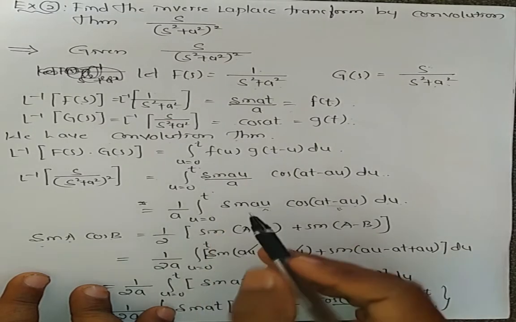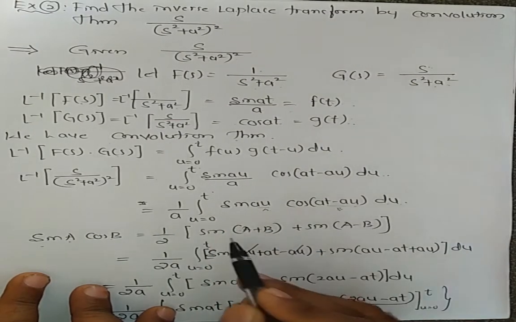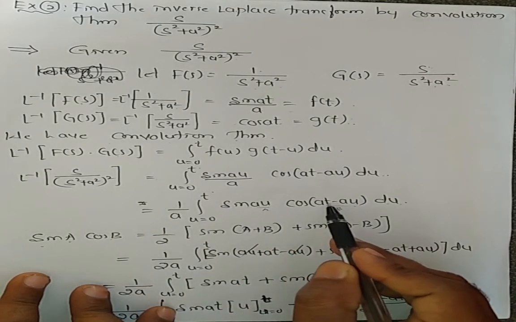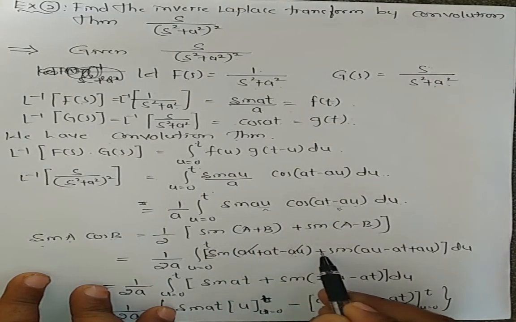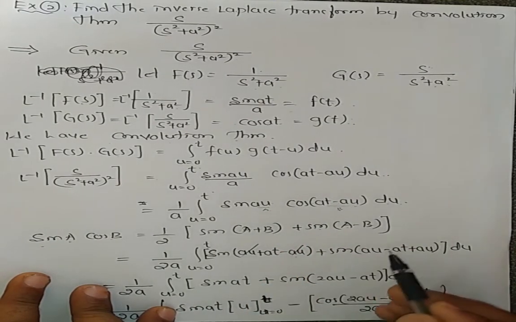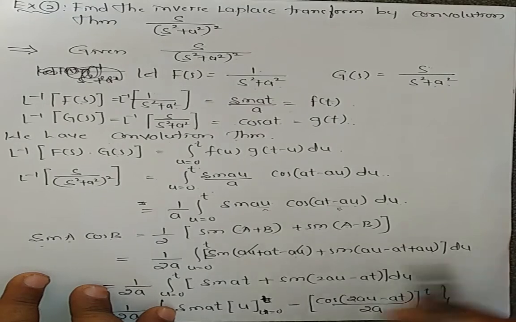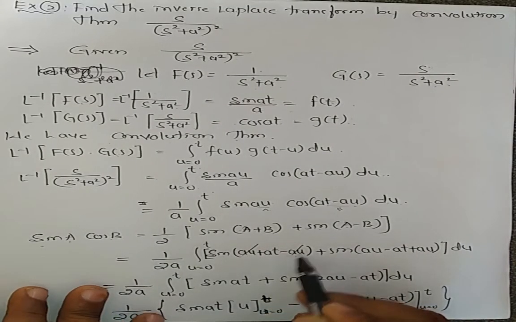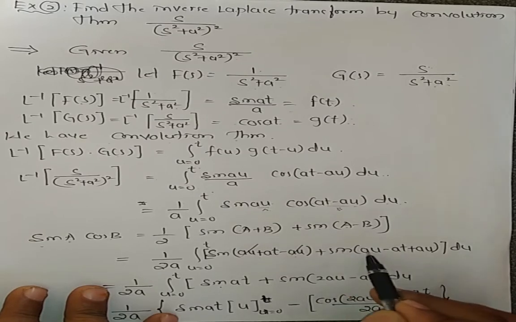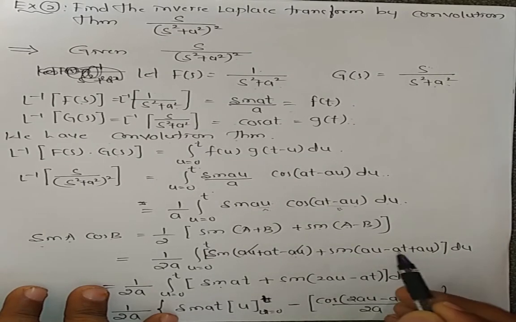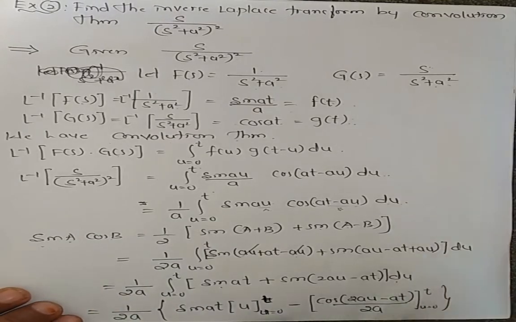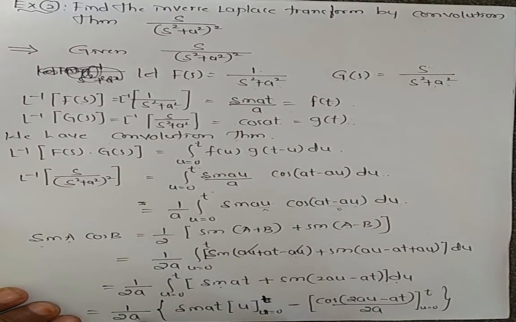Integration as it is. Sin a into cos b is sin of a plus b, that is au plus a t minus au, plus sin of a minus b, that is au minus a t plus au, with respect to du. So plus au and minus au get cancelled, sin a t remains. Plus sin of au plus au, which is 2au, minus a t, with respect to du. Now further 1 divided by 2a as it is.